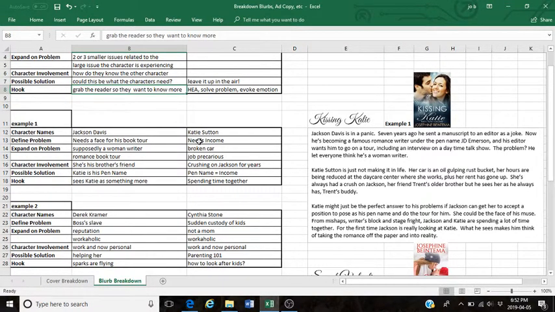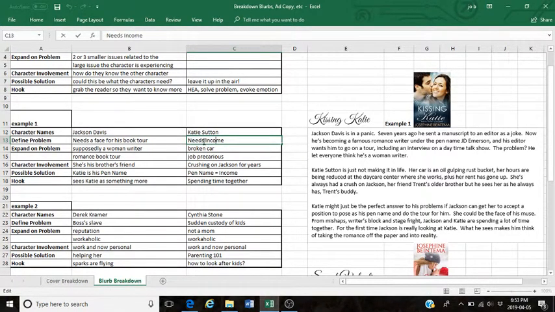And then in each spot, we've got their issues. So to define the problem, he needs a face for his book tour. Why does he need a face for his book tour? Because supposedly he's a woman writer. And it's a romance book tour, and he's a manly man who is in a farming community and doesn't want to get teased. So her problem is that she needs an income.